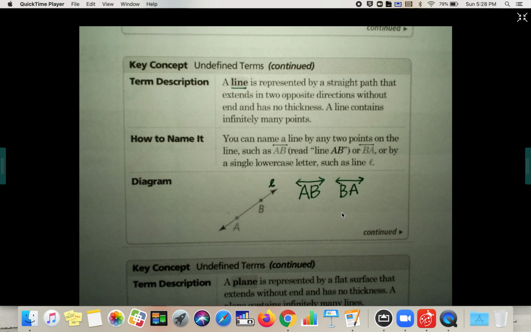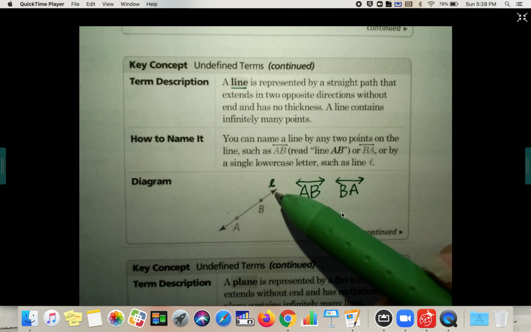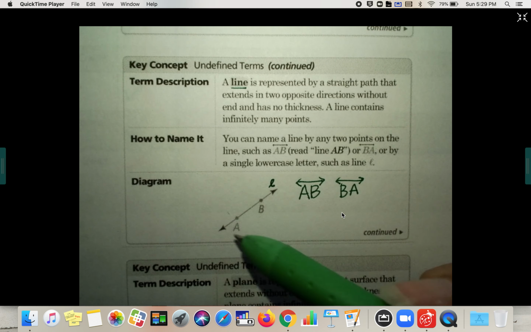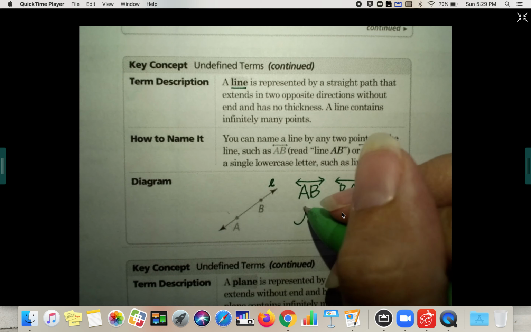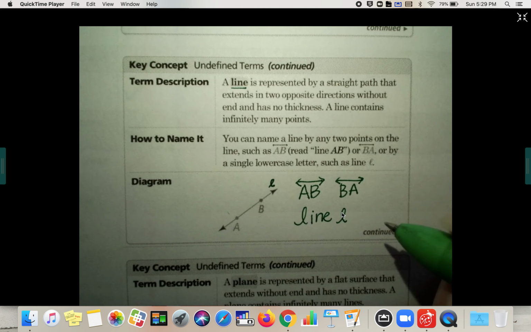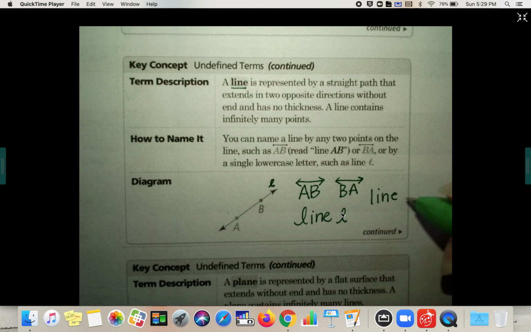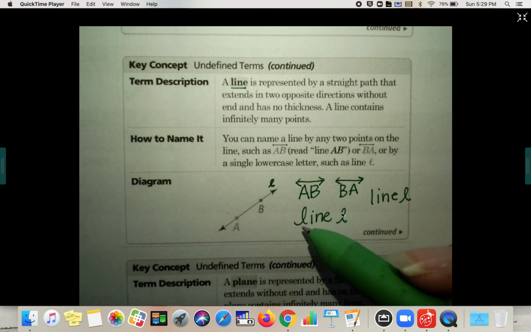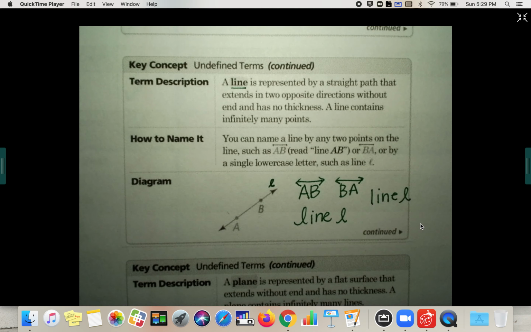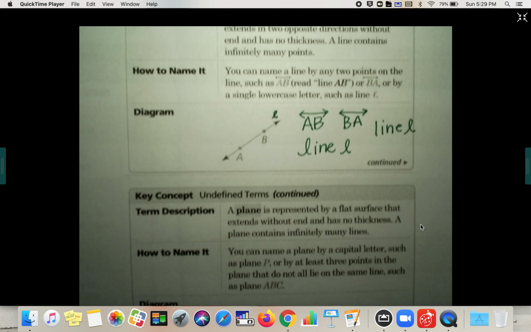The other way you can name it is if there is a little letter L up here, or any letter, you can just call the whole thing line L by writing out the word line L. You don't have to write it in cursive. You can write it like this, line L. I just happened to do the same looking L. All right, let's keep going.